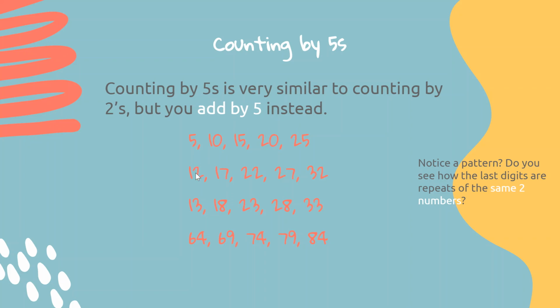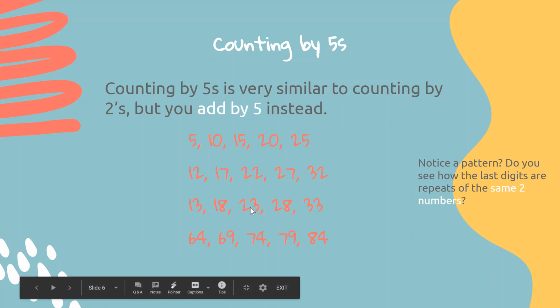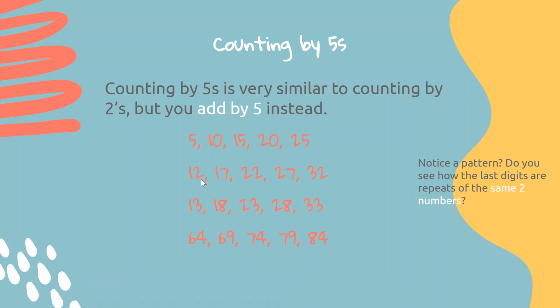So here we have 12. You add 5, you get 17. You add 5, you get 22. You add another 5, you get 27. And you add another 5, you get 32. Down here there are 2 more examples you can look through to help you each time it is adding by 5. And as you can see, the numbers at the end are usually the same two numbers repeated.